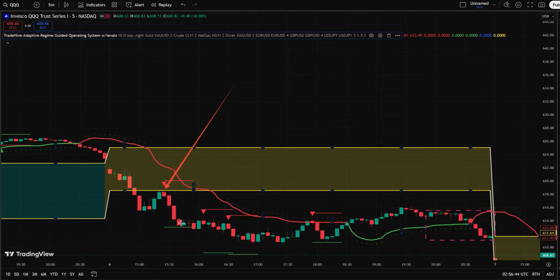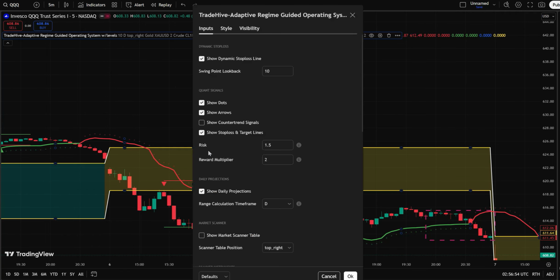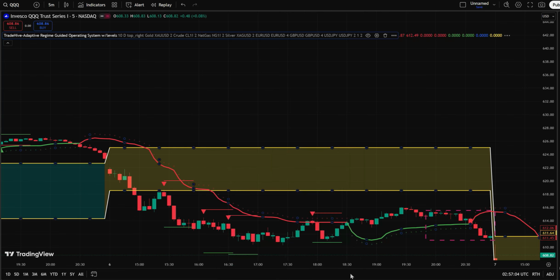Stop loss and target are always in the ratio of 1:2. Now this can also be manipulated from the settings itself. If I go to settings, risk is 1.5, reward multiplier is 2. That is 1.5 into 2, correct? Say I want a smaller stop loss. I will change this to 1. See, the stop loss got reduced.